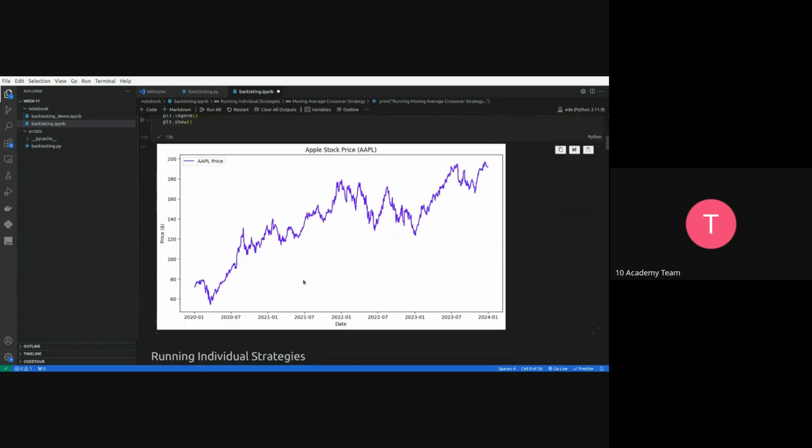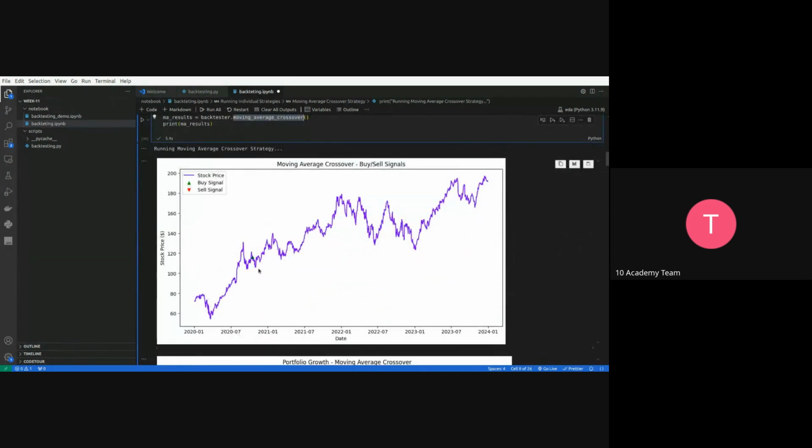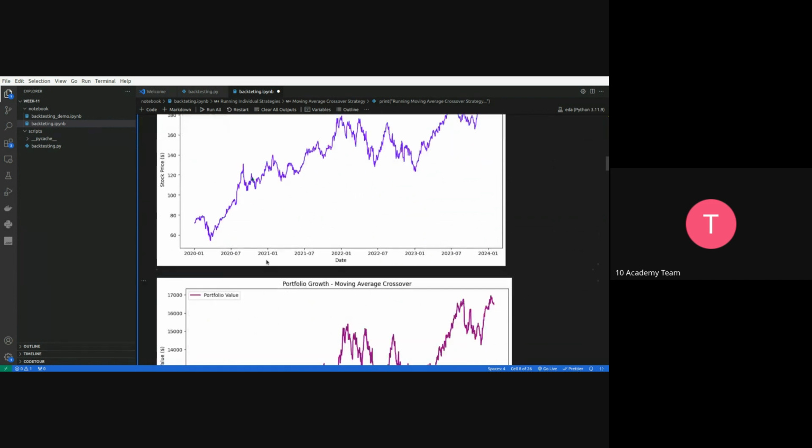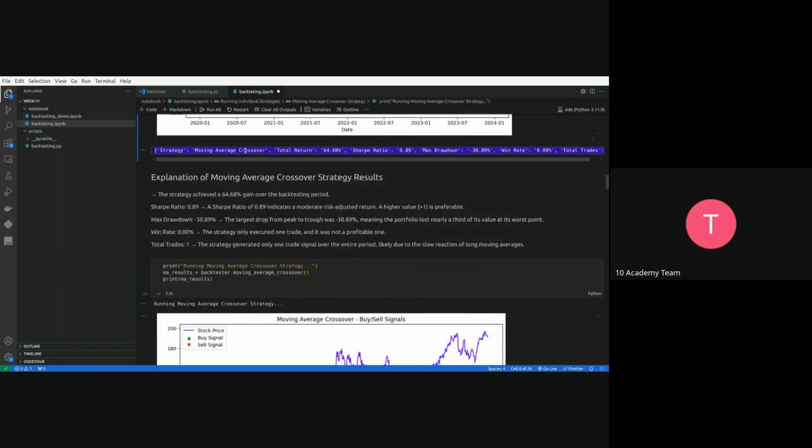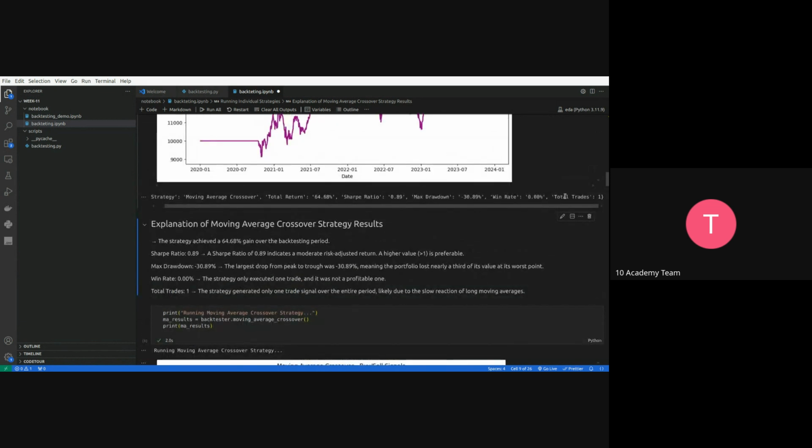As I told you, this is exactly the time series of the stock performance during this time. So it will find some signals to buy or sell to maximize your profit, and there will be only one. I think the result is here. The return is 64, then the Sharpe ratio, and maximum drawdown, you can see their meaning here. The strategy achieved 64.6% gain over the backtesting period. For example, win rate is 0. This means the strategy only executed one trade, and it was not a profitable one. And total trade is 1.